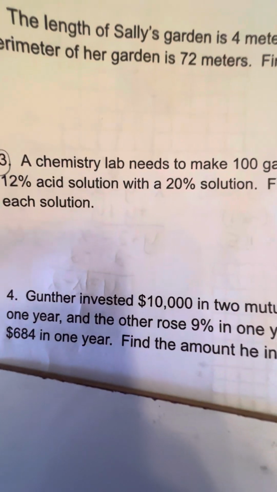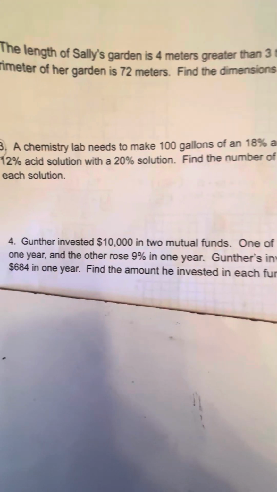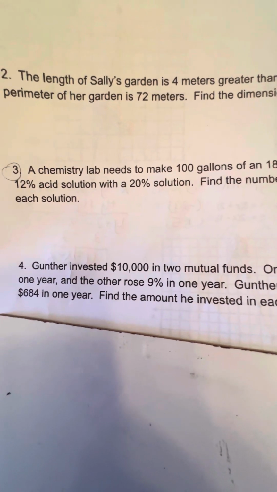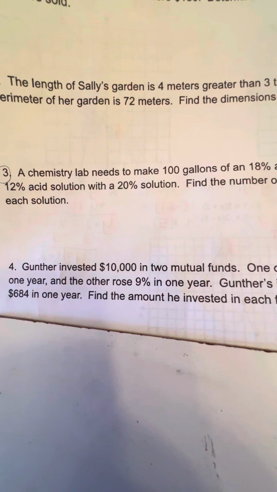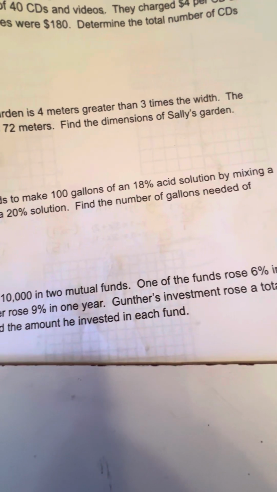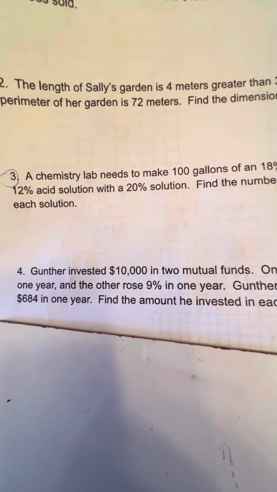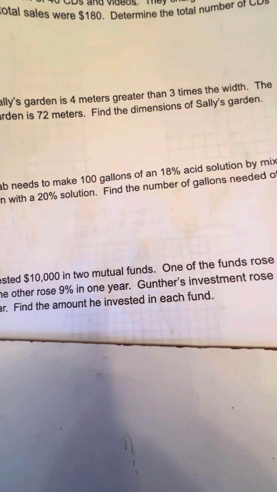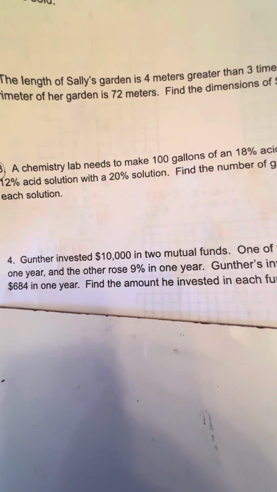All right, everybody, I am here doing some more word problems. I am focusing on questions that I have for a test coming up, so that's why I am just focusing on certain questions here. But we have a chemistry lab that makes 100 gallons of 18% acid solution by mixing 12% mixed acid solution with a 20% solution. We're looking to find the number of gallons needed for each solution.